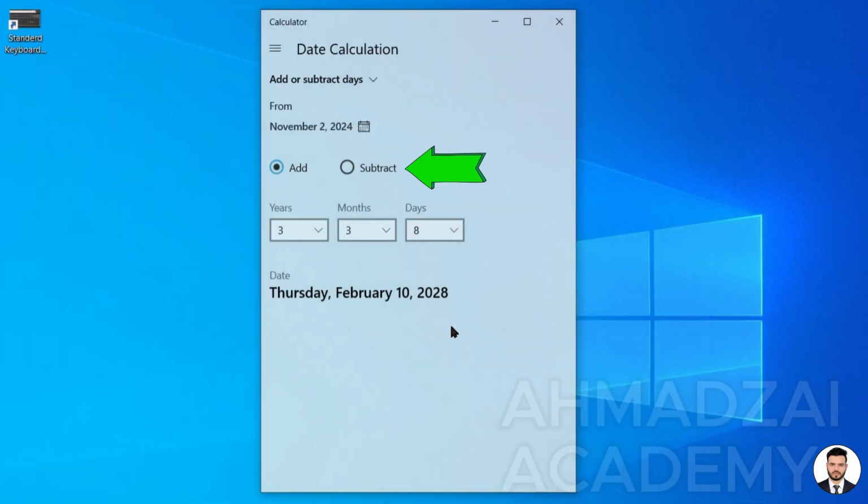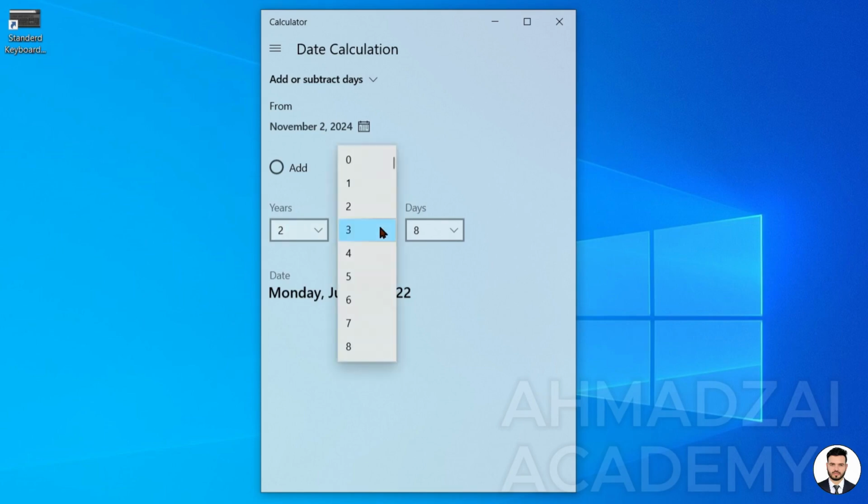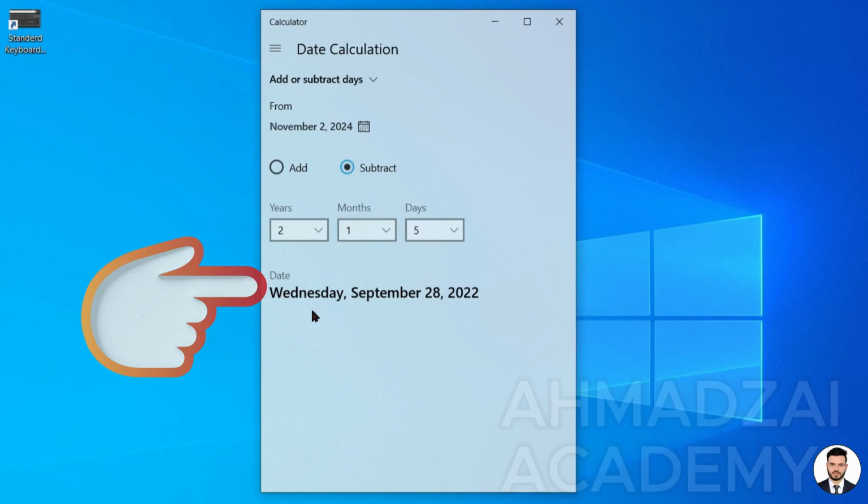Or on the contrary, you can also do subtraction. For example, when you use subtract, let's say you tell it to subtract 2 years, 1 month, and 5 days from today's date. It will give you that date, Wednesday, September 28th, 2022.